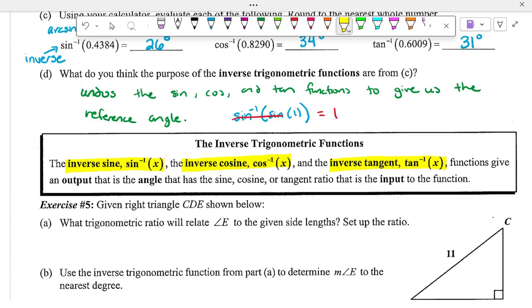Now notice how they're using x instead of theta. Why do you think they're using x instead of theta? Because it's not an angle, all right? What you're putting in for x is actually your ratio, which comes from your sides. So it's not actually your angle measure, whereas sine of theta represents taking your angle measure.